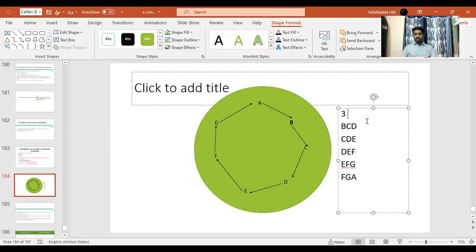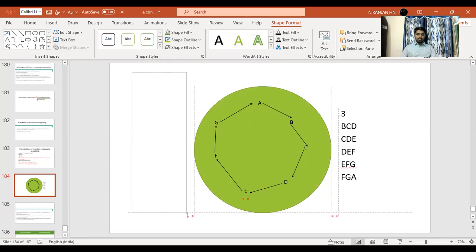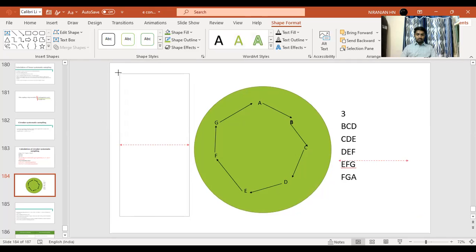So what if it's my fourth individual? I'll show this side, so you'll have a clear idea on this. So it's the fourth individual.